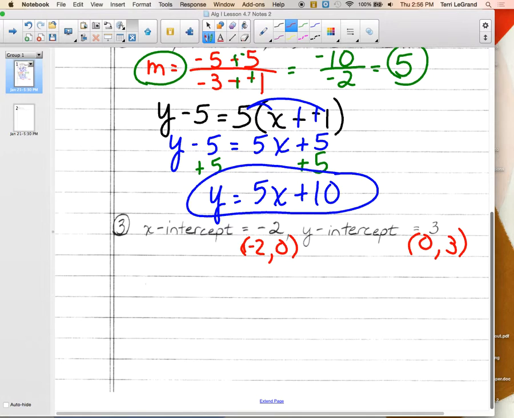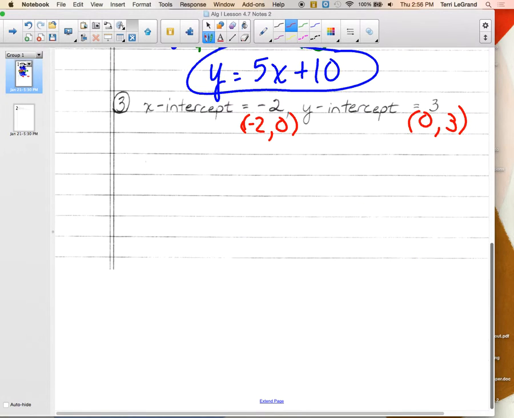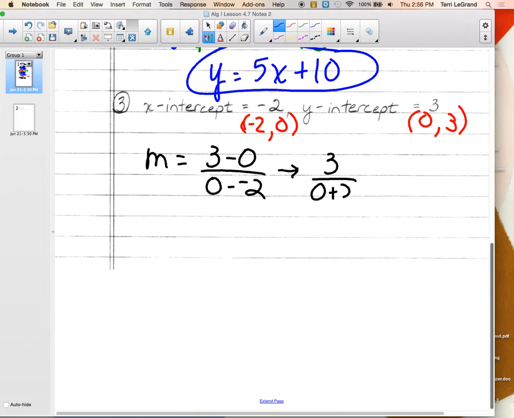Find the slope of that line. There's 2 ordered pairs. They just happen to both be the intercepts, but still 2 points on the line. Did you get 3 halves? Okay.